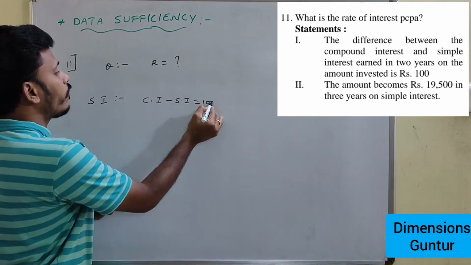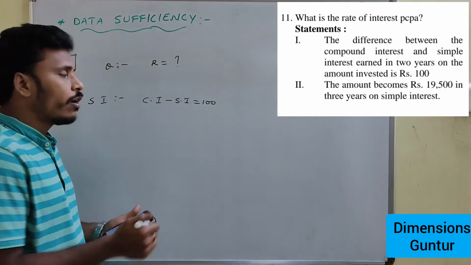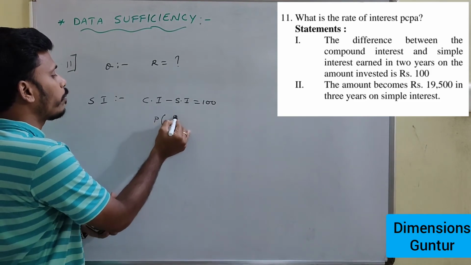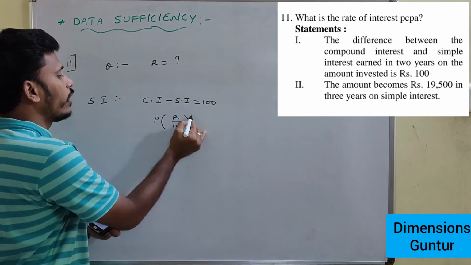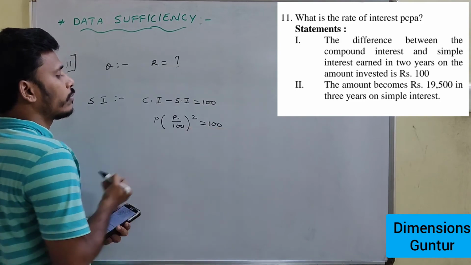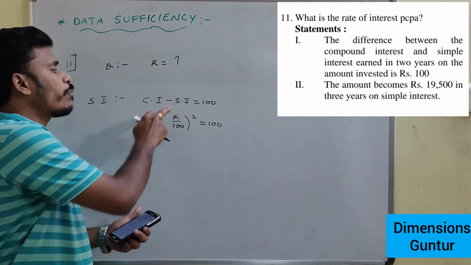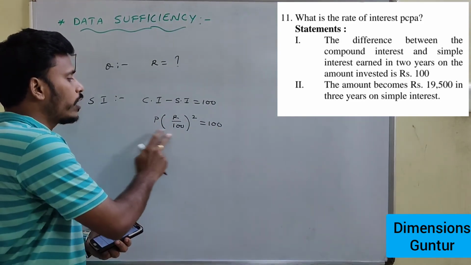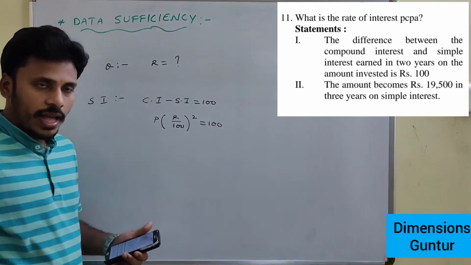This difference on the invested amount P for 2 years is given by the rule that P into (R by 100) square is equal to 100. The difference between compound interest and simple interest for 2 years is usually determined by this rule, and this is 100 as given.